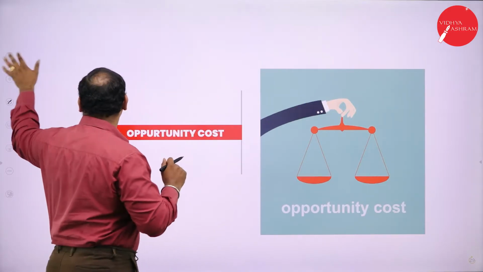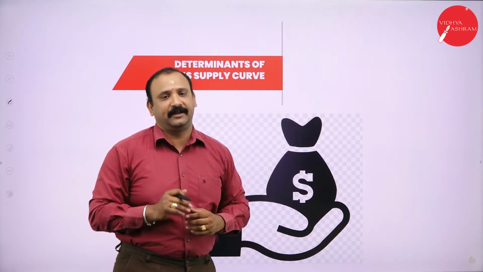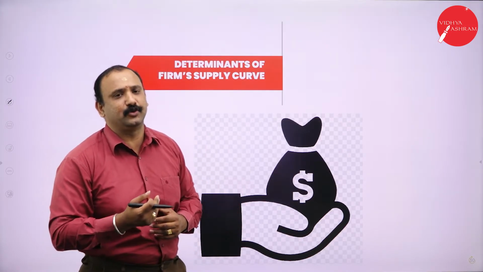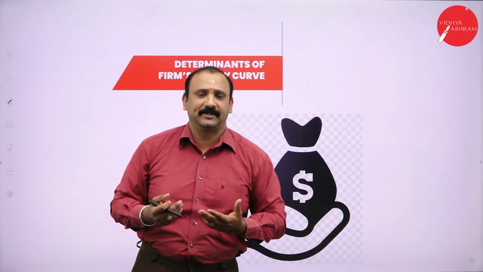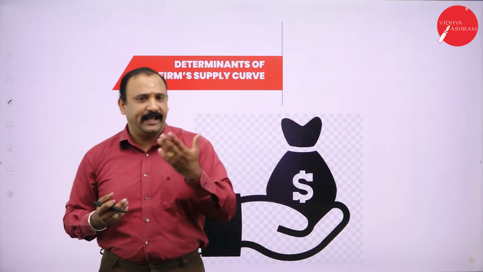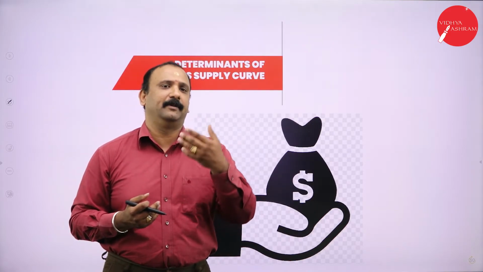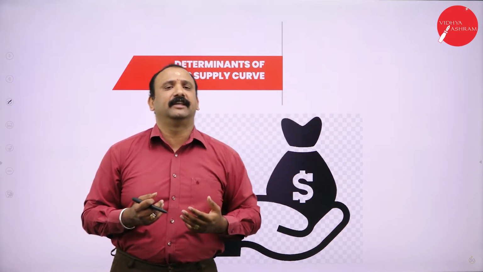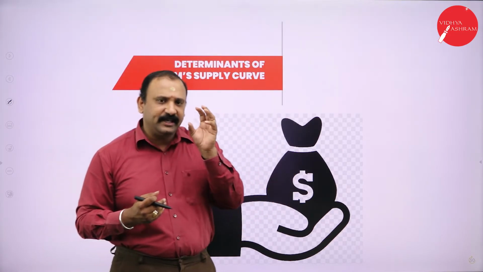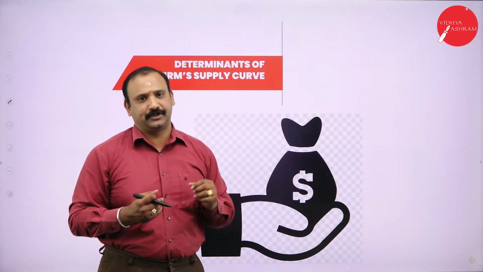Moving forward, the determinants of firm's supply curve. What are the determinants today that actually matter in terms of economics? Now, if you start saying for any firm today to supply, let us say that it might be a textile, it might be mobiles, it might be laptops, or it might be any manufacturing thing altogether. The first thing itself is the input, availability of inputs.